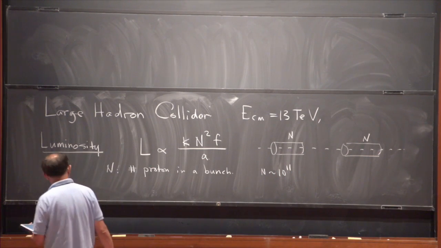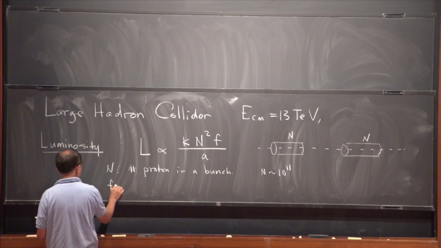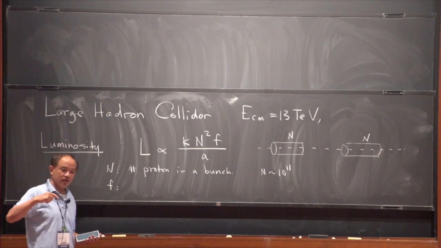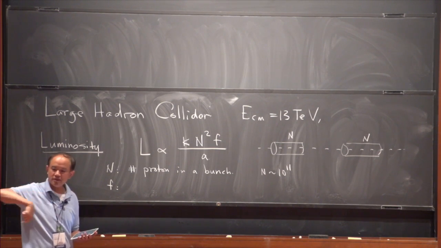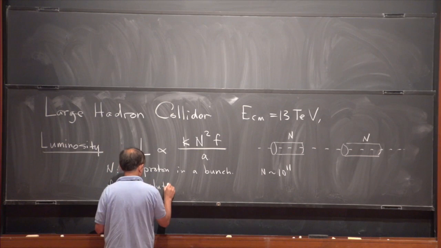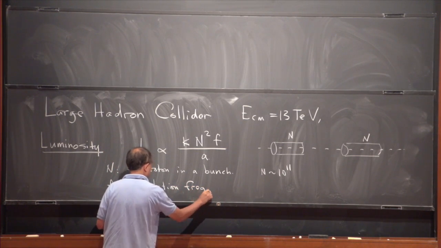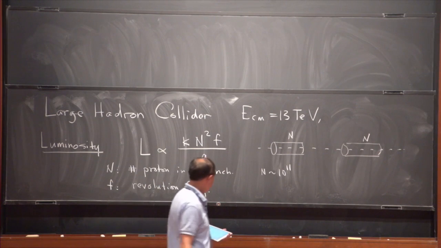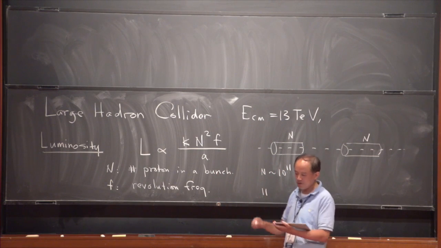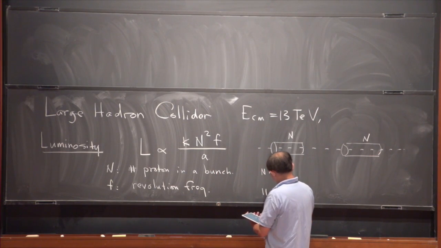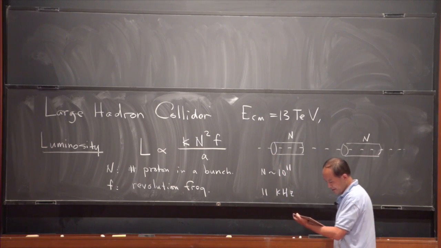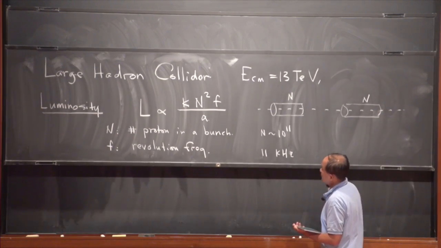And f is the revolution frequency, basically the inverse of the time it takes a bunch to go around. For the LHC, this is certainly just determined by the size of the ring, because these all move at the speed of light. And this is about 11 kilohertz.